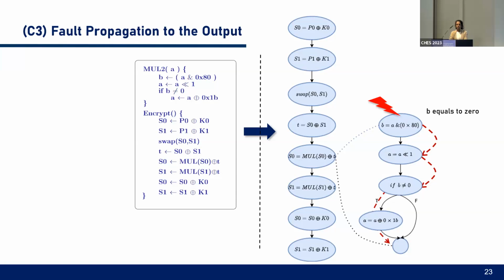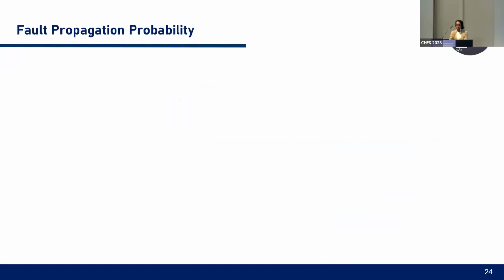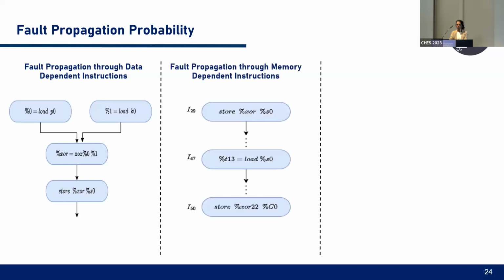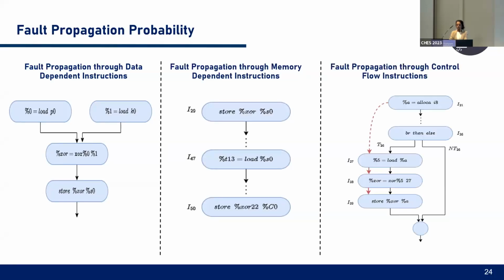So how can we corrupt B? There are multiple ways B can be corrupted. A fault can be injected in this particular node, or a fault can propagate from the previous node. To analyze this probability, we have divided the entire implementation into three groups: fault propagation to data dependent instructions, fault propagation through memory, and fault propagation through control flow instructions.